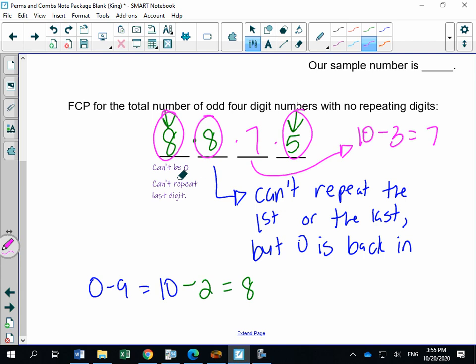So when I have the restrictions of it being odd, I can't start with a 0 and I can't have any repeats, this is what my number would look like. This is how many choices I would have. So 8 times 8 times 7 times 5. The answer would be 2,240 choices.